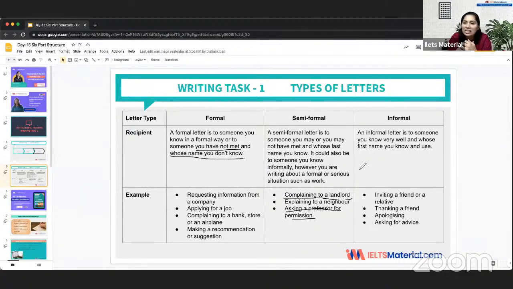Okay. Write a letter to your friend, inviting him for a housewarming party. What kind of letter will it be? Obviously, it will be an informal letter. So this is the way you need to analyze the question. Read the question where it says write a letter to, and this particular phrase will give you an understanding of whether it is going to be a formal, an informal, or a semi-formal letter.